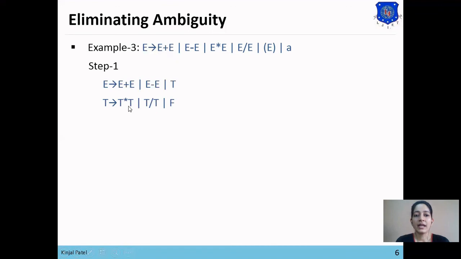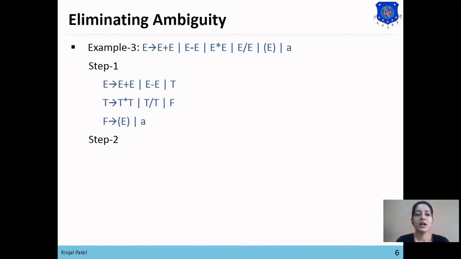So in the second level star and division have been generated and we have generated one new non-terminal to derive the third statement. So third statement will be as it is, that F derives E in the braces or a terminal symbol. Now next step is to set our grammar according to the associativity.